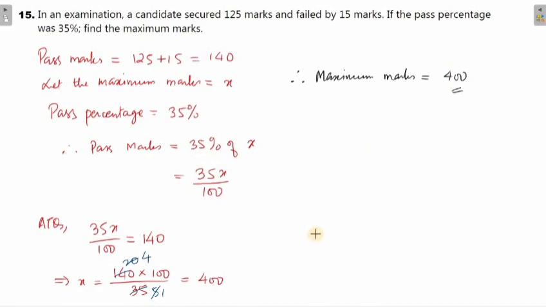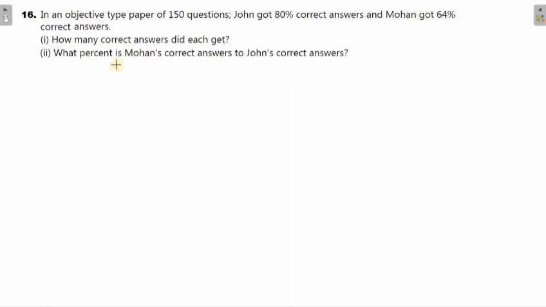So you may pause the video and note down your solution. Let's have another question. This is also based on the examination. In an objective type paper of 150 questions, John got 80% correct answers and Mohan got 64% correct answers. How many correct answers did each get?